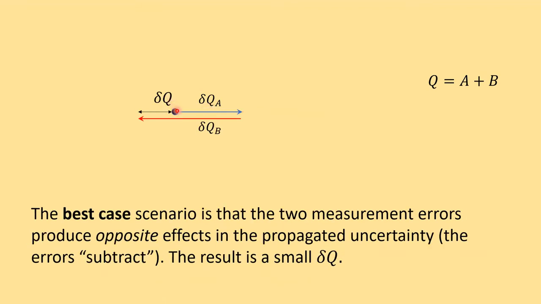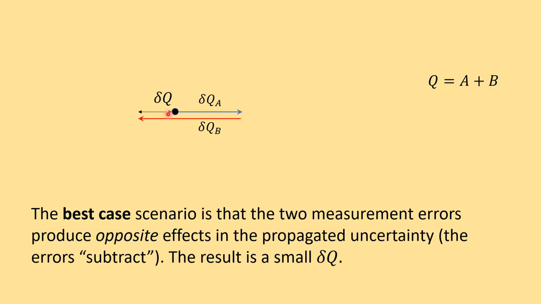Alfred's error pulls the calculated Q to the positive side, but then if Betty's measured weight has an error that gives a value that's a little lower than the true value for Betty's weight, then that's going to tend to subtract from Alfred's error. So in this case, the two errors do not work together, so to speak. They work against each other. They tend to cancel to an extent. And now you've got a much shorter black arrow representing the net propagated uncertainty.